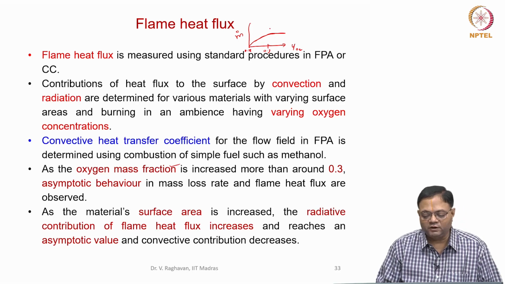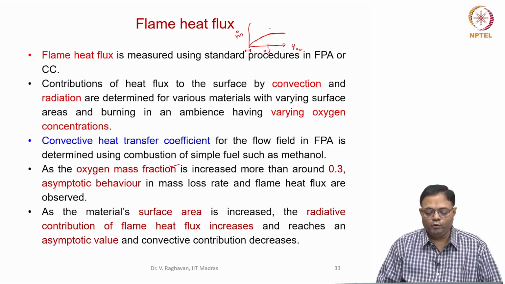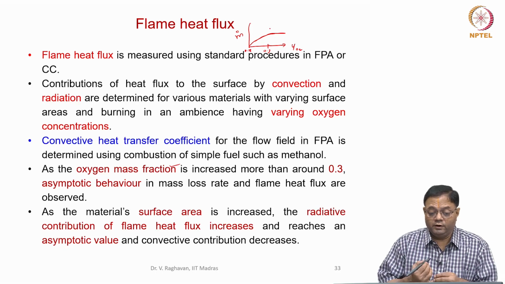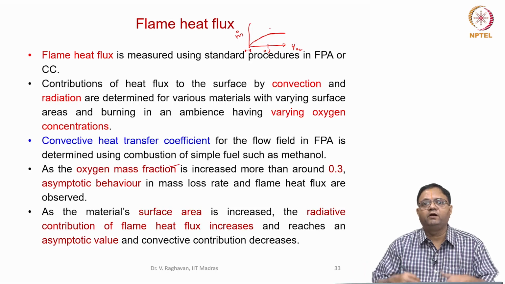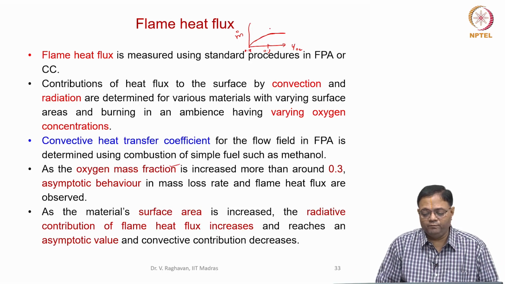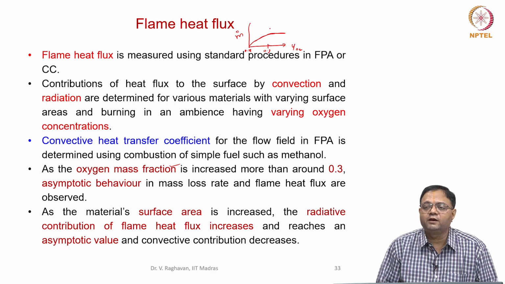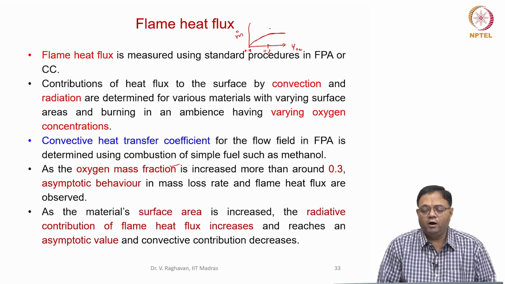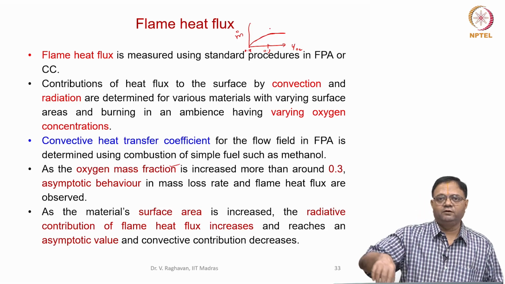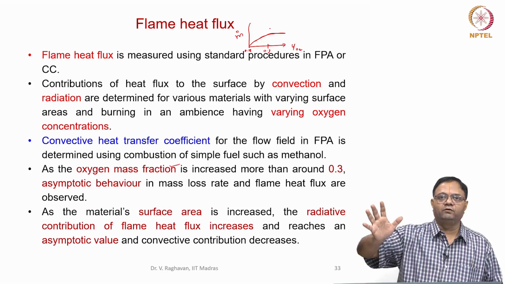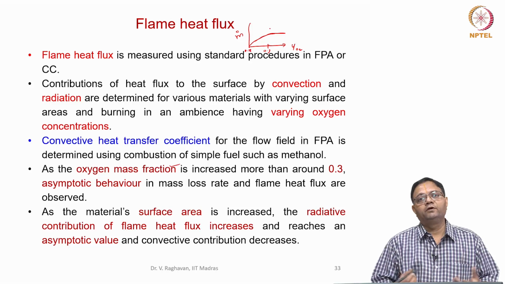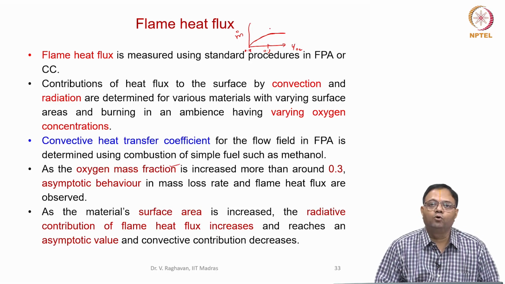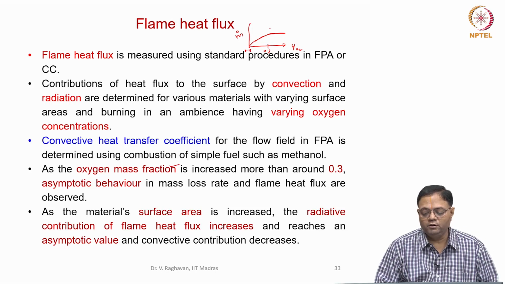Similarly, the material surface area also will contribute to the radiative heat flux of the flame. So, for example, if the surface area increases, the radiative heat flux from the flame will increase basically. Again it reaches an asymptotic value. Okay, so, when the surface area is smaller, convective heat transfer will be dominating. When the surface area increases, radiative heat transfer will take over and the convective contribution will decrease.